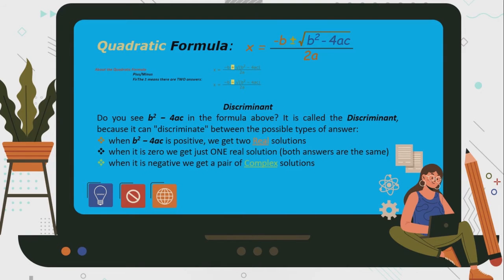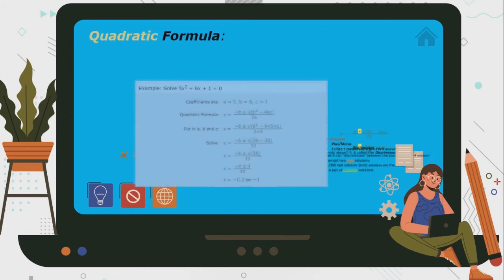Okay, the discriminant. Do you see b squared minus 4ac in the formula above? It is called the discriminant because it can discriminate between the possible types of answer. When b squared minus 4ac is positive, we get two real solutions. When it is 0, we get just one real solution. Both answers are the same. When it is negative, we get a pair of complex solutions.